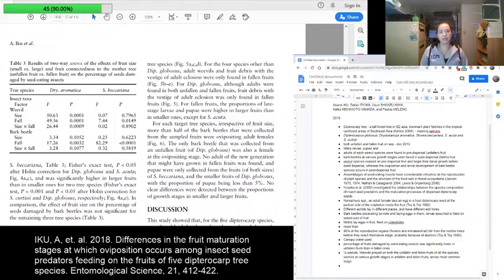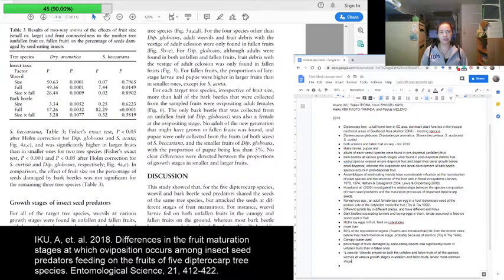Okay, so adults and debris when the adults were hatching were only found in the fallen fruits. Adults were found in both, but fallen fruits more.